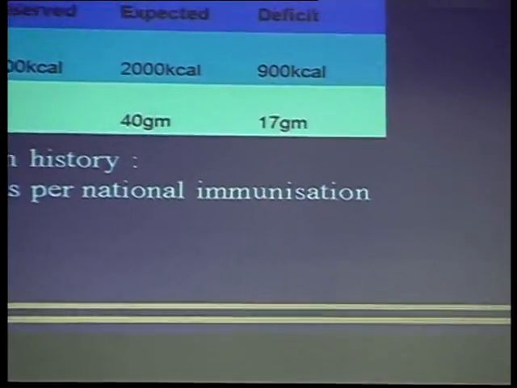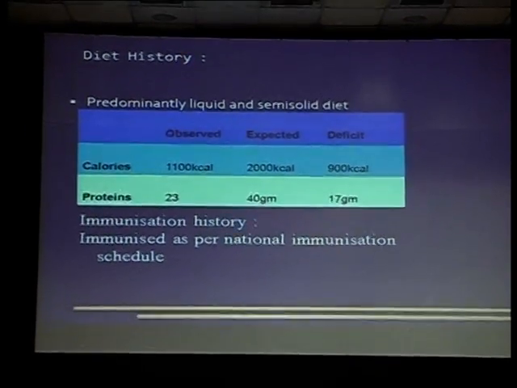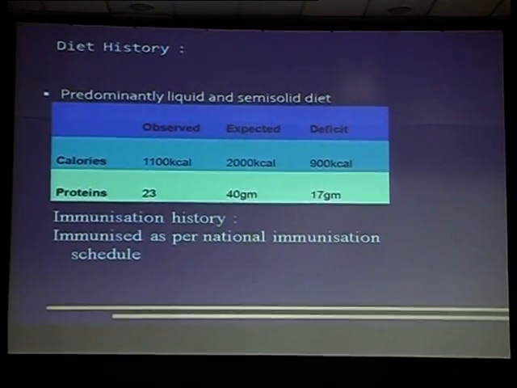Diet history: predominantly she takes only a liquid and semi-solid diet. Calories: she has a deficit of 900 kilocalories and a protein deficit of 17 grams. For this calorie deficit, she was advised thickened semi-solid feeds with a high calorie diet, but the child has still not met requirements and still has undernutrition. She is immunized as per the national immunization schedule.